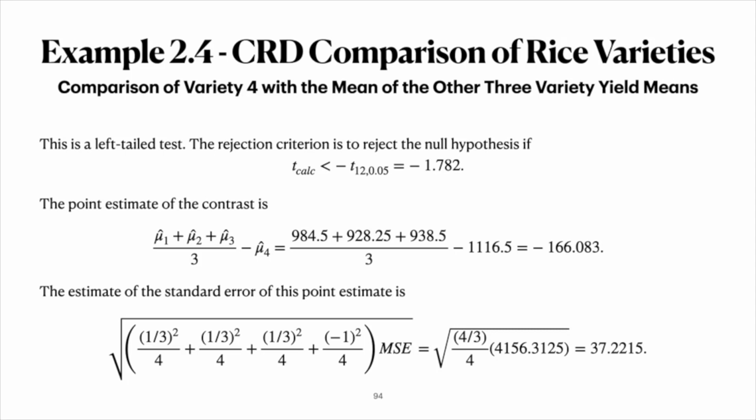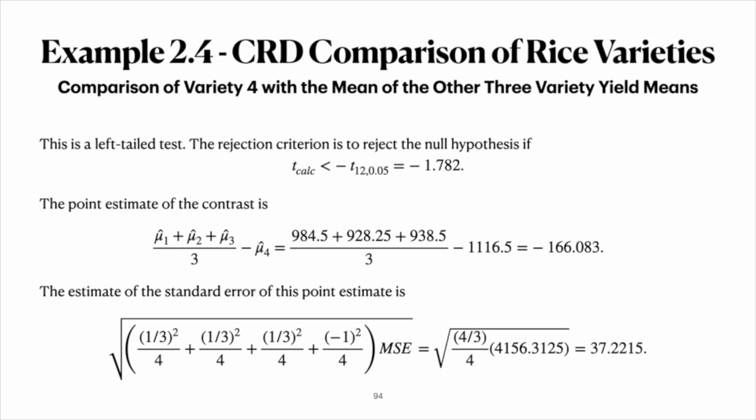All right, so the point estimate of the contrast is equal to the arithmetic average of the point estimates of the mean yields for varieties 1, 2, and 3, minus the point estimate of the mean yield for variety 4. And we see that that is equal to negative 166.083.